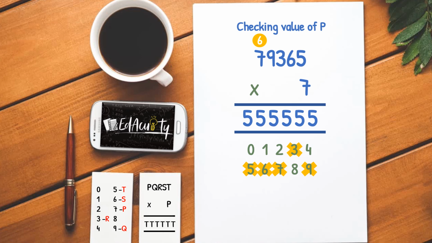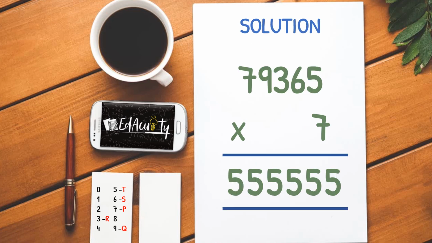And you can now verify for the value of P also. That is 7 into 7 plus 6 is 55. And voila, you've got the answer. That is 79365 multiplied by 7 gives 555555.